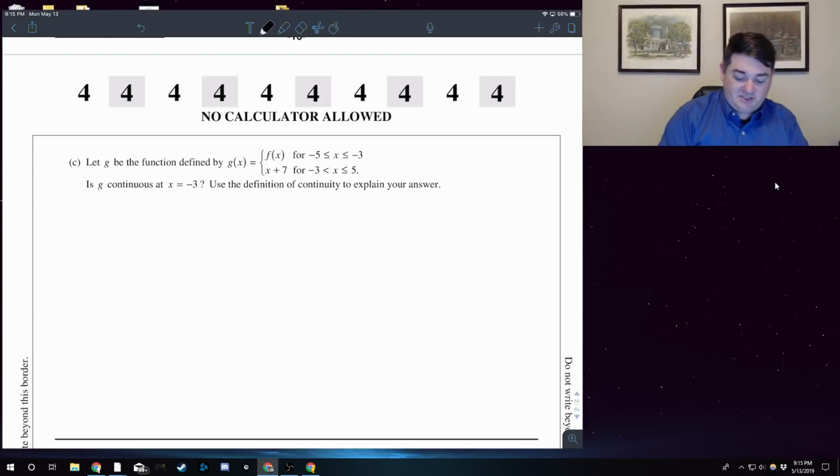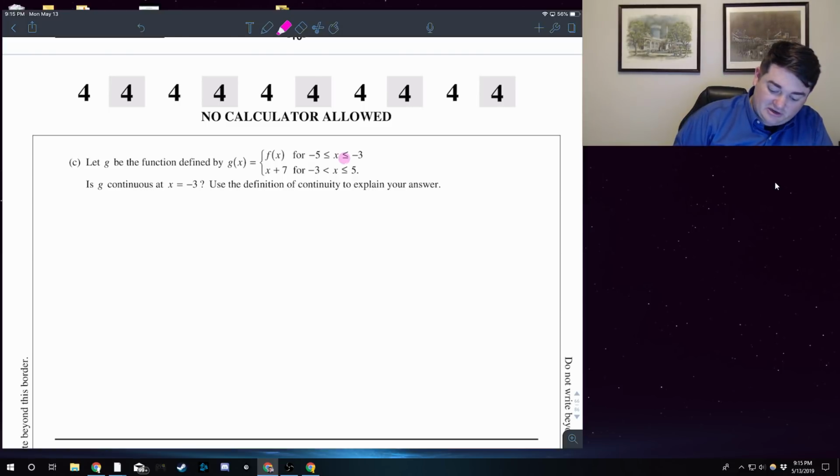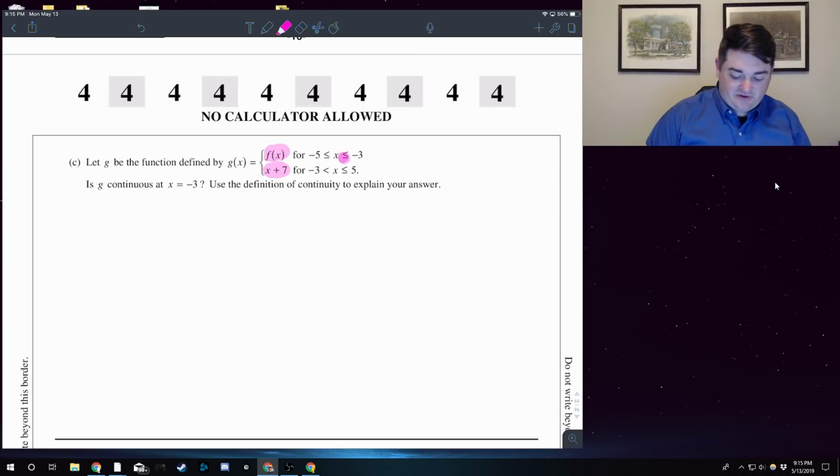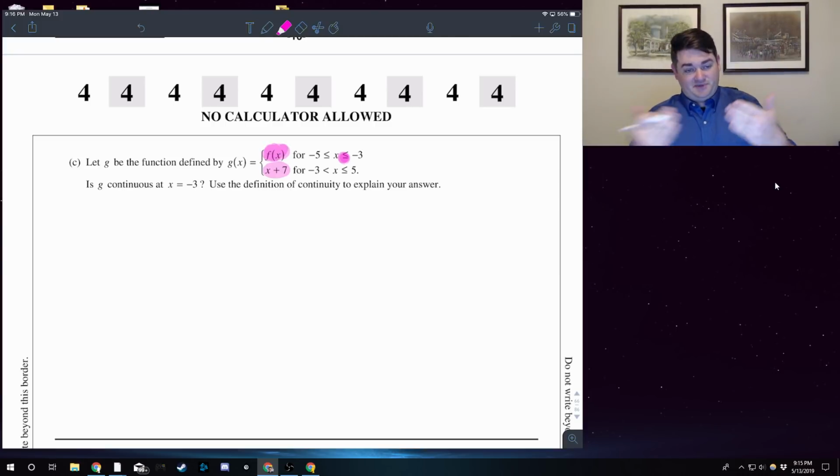So, does f of negative 3 exist? Or I guess in this case, g. Does g of negative 3 exist? Yeah, right there. Okay, it's defined at negative 3. Does the limit exist? Well, you need to know, if you plug negative 3 into this, and you plug negative 3 into this, do you get the same thing? If so, great. And then, are they equal to each other? Which, because this is defined as this endpoint, they should be. If they do match up, then they will be equal to each other.